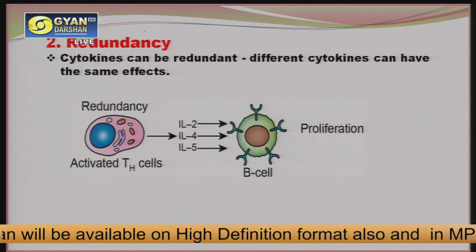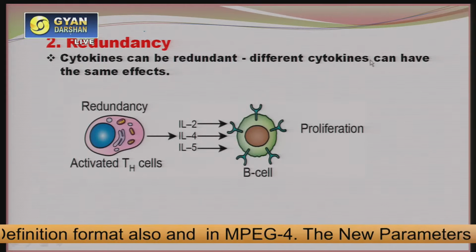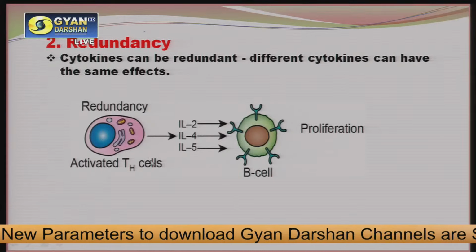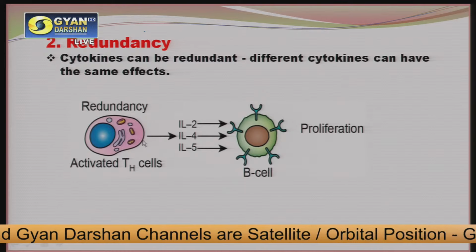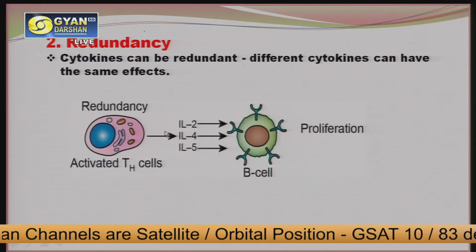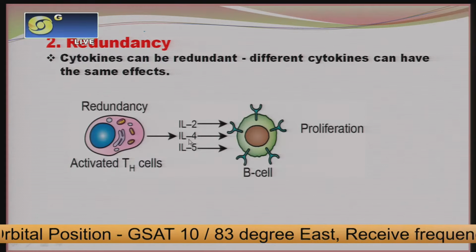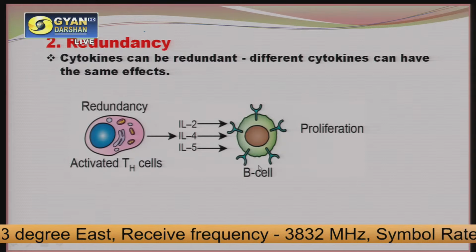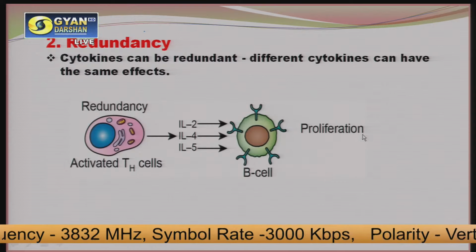Another is redundancy. Cytokines can be redundant. Different cytokines have the same functions. You can see in this figure, here are the activated T helper cells. It shows the redundancy. They can produce three cytokines: interleukin 2, interleukin 4, and interleukin 5. They can bind with the B cell. Ultimately, proliferation of the B cell will take place.